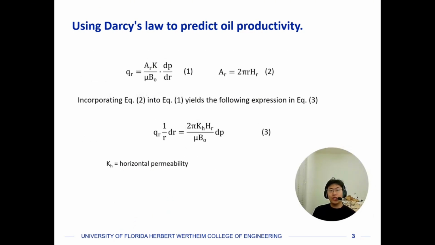And then we incorporate equation 2 into equation 1. Then we get Q_r times 1 over r dr equals 2 pi k_h h_r over mu B_o dP. Here, we use k_h to describe permeability. It means horizontal permeability instead of permeability only.